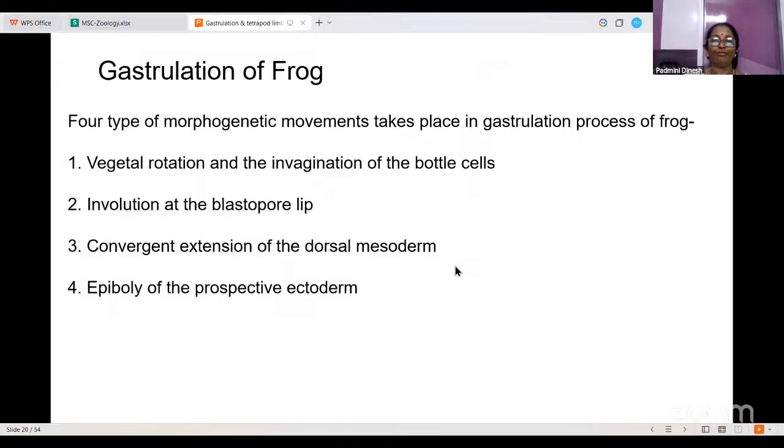Now coming to gastrulation of the frog, that is the amphibians. Vegetal rotation and invagination of the bottle cells. The cells are going to become bottle cells. What are bottle cells? The epiblast is the one that is going to take the shape of a bottle. So it is going to narrow at one place, broader at the other place. That's why it's called bottle cells. And these bottle cells invaginate inside. Involution at the blastopore lip, convergent extension of the dorsal mesoderm region, and epiboly of the prospective ectoderm occurs. Epiboly, that is covering up by the ectoderm, is going to occur.